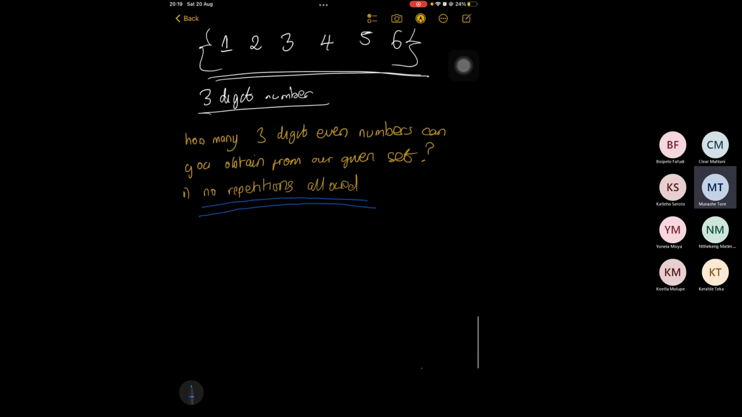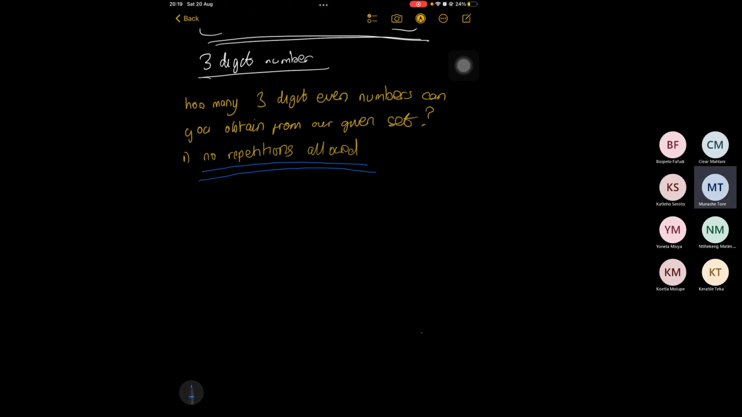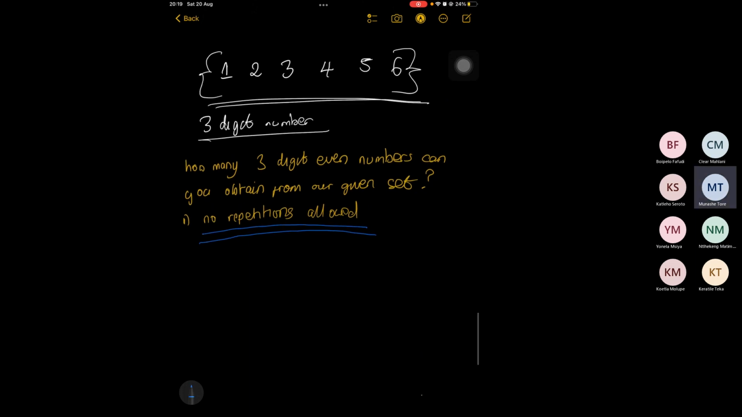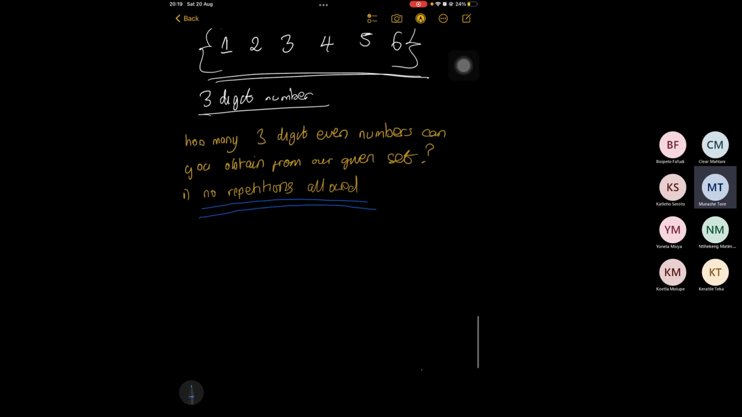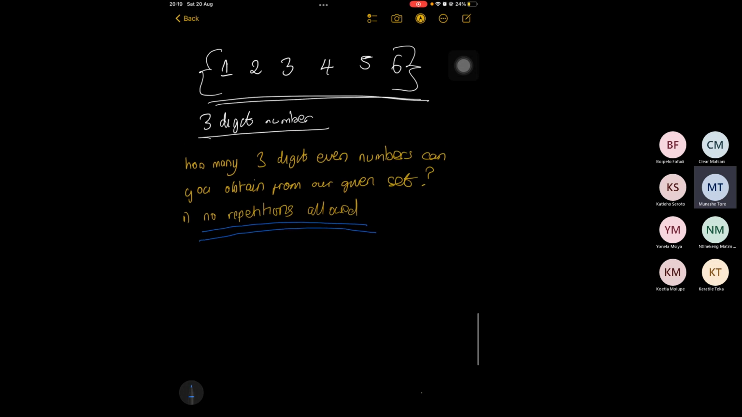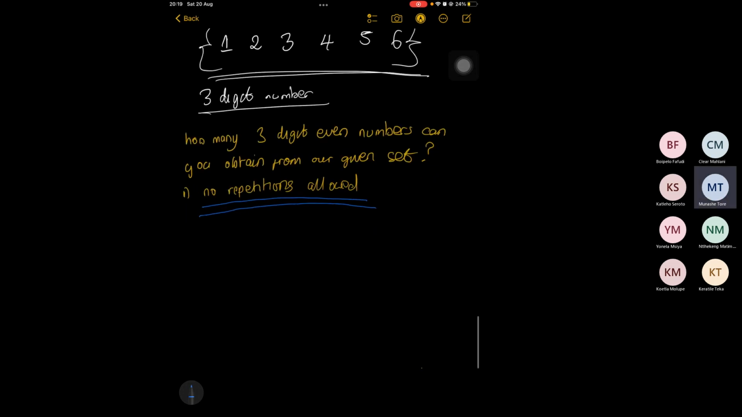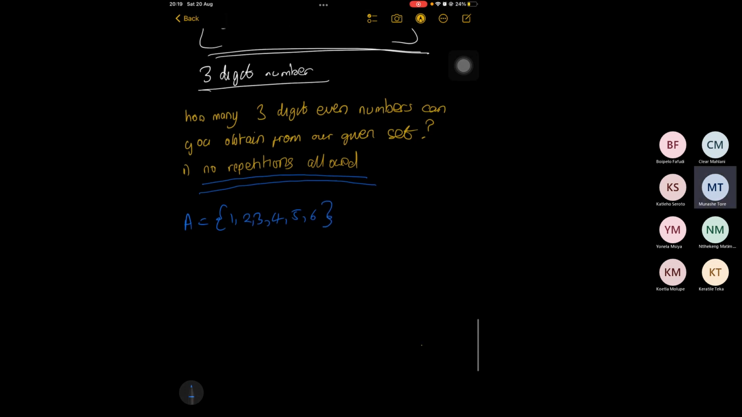Okay, so let me try to answer this. We just said there are no repetitions allowed. I just added this now. I remember when we were given this question, he might actually ask you because it was in one of our quizzes. So you have a set, let's assume it's a set A with 1, 2, 3, 4, 5, 6. Then how many 3-digit even numbers?